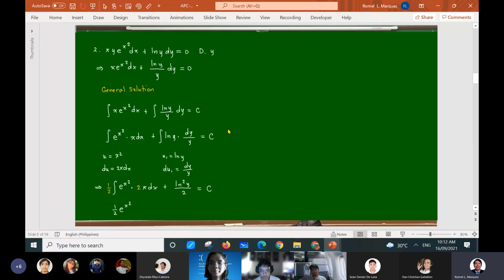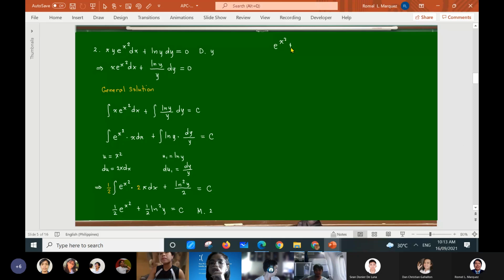Because if you put plus c in the answer, it is just incorporated or included in this c. Combine it here. So we have 1/2 ln squared of y is equal to c. So I can multiply this by 2 to simplify. If you multiply this by 2, we have e to the x squared plus ln squared y, and this is equal to, let's say, 2c.